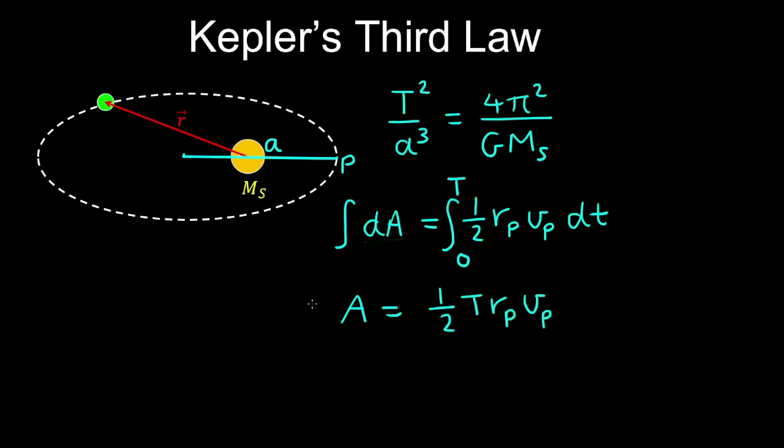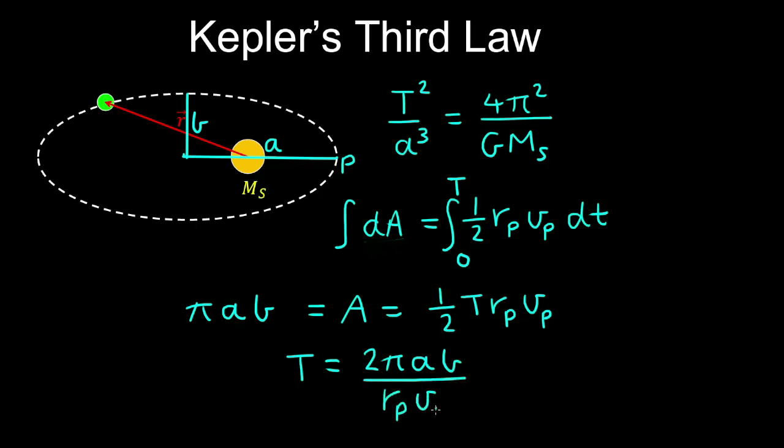And we know the area of an ellipse is pi by the length of the semi-major axis by that of the semi-minor axis. So we can flip this equation around for the period of the orbit. So we have 2 pi by ab over rp by vp. And furthermore, we've seen for the conic sections that the length of the semi-minor axis is related to that of the semi-major axis. So b is equal to a by the square root of 1 minus the square of the eccentricity.